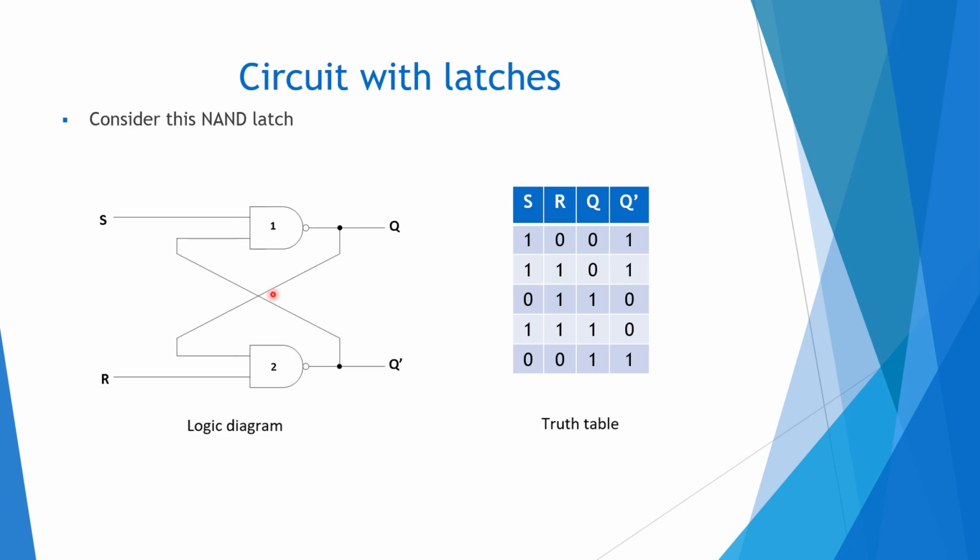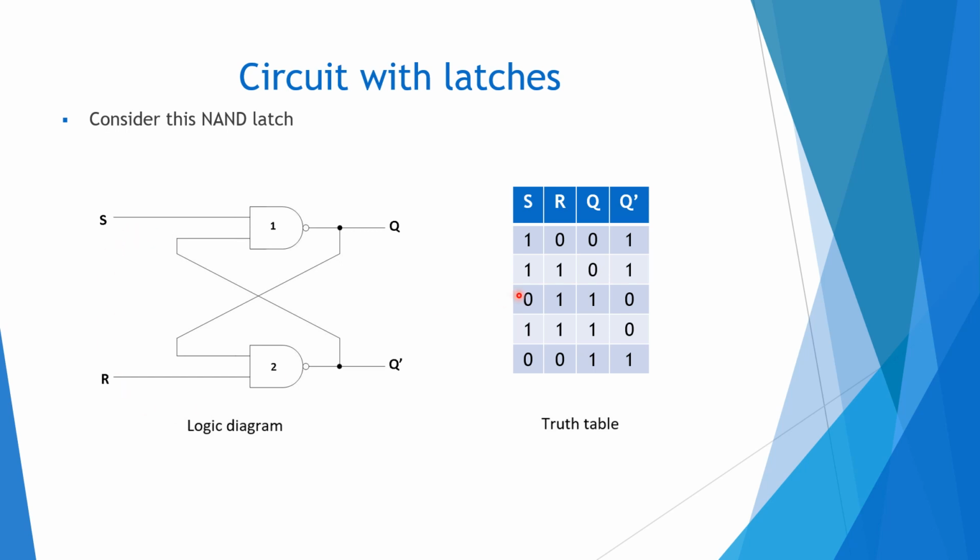So consider now this NAND latch. Again, this is the same condition. That is, when S is equal to 0, that is set. When R is equal to 0, then that is reset. But when both are 0, that is a forbidden condition. So the difference with the NOR latch is that we have to complement all the S and R values.